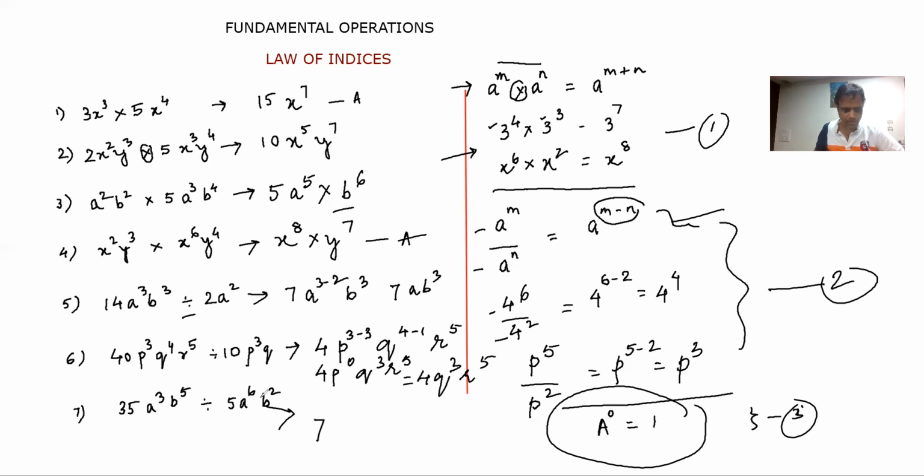Now, a to the power 3 divided by a to the power 6. Don't forget the rule. It says numerator minus denominator power, right? b to the power 5 minus 2, which is 7a to the power minus 3. Very important, right? Very, very important. First time we are seeing a negative power, a to the power minus 3, b to the power 3. This is the answer.